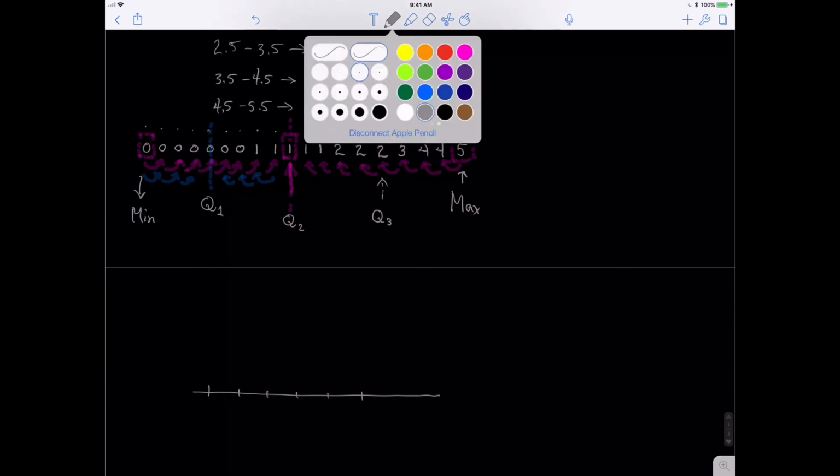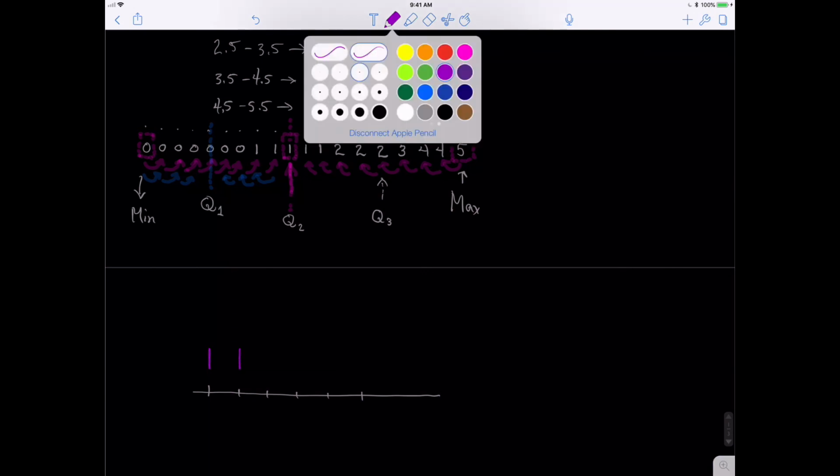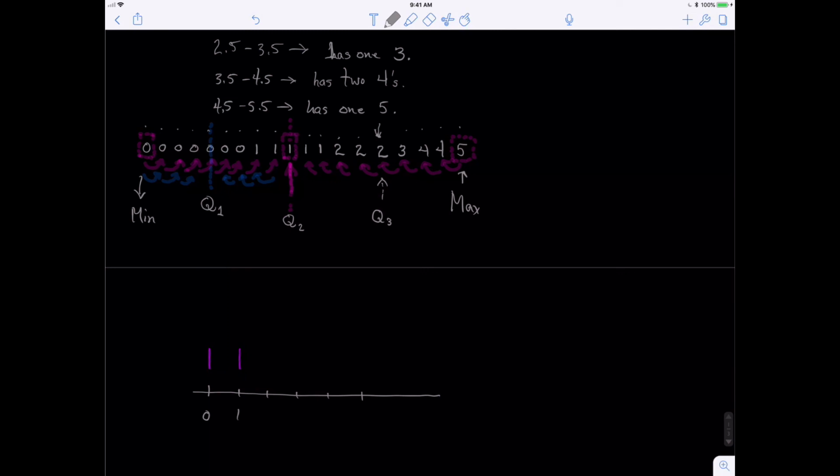And then if you recall, what we did is we put a little vertical line above each piece of the 5-number summary. So I have a vertical line at the 0. My Q1, oh, that's another vertical line on the 0. It just stays one on top of the other. That's okay. Then I have a Q2, is it 1? Oh, and I should label my number line. My number line is 0, 1, 2, 3, 4, 5.